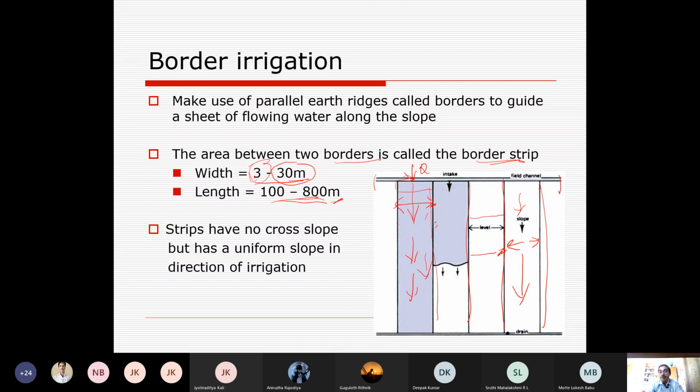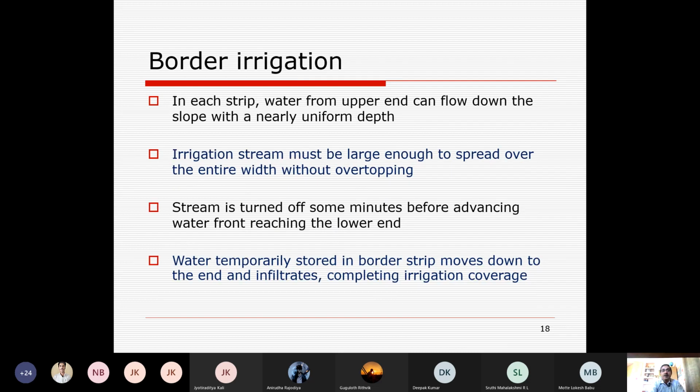So certainly we need to prepare the land in such a way that if there is any cross slope, we remove that and develop a uniform slope in the direction of irrigation, towards the end of the field, where we may have a drainage to remove any excess water applied in the field. So this is the border irrigation method.